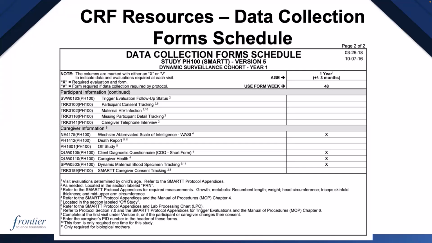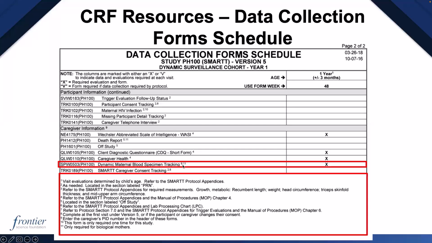Here we see page 2 of the DCFS, and we see some footnotes at the end of the page, and these further specify when each form is required. They give information to help with form completion. So for example, we can look at SPW 503. The dynamic maternal blood specimen tracking has 2 footnotes. It's got 6 and 11. And we can see that this is a required form as well.